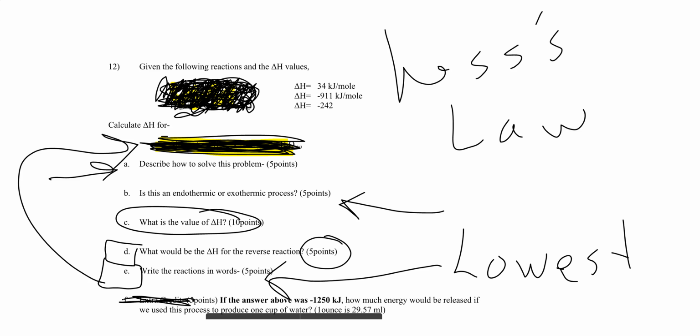If the answer above was negative 1250 kilojoules, how much energy would be released if we use this process to produce 1 cup of water? Alright, so there's one thing you can tell. Water must be a product. This is just finding Q again, but you have to use the conversion. 1 ounce is 29.57 milliliters, and that's a little bit different on your actual test. But it's something similar. Alright, so this is one of the 3 types.